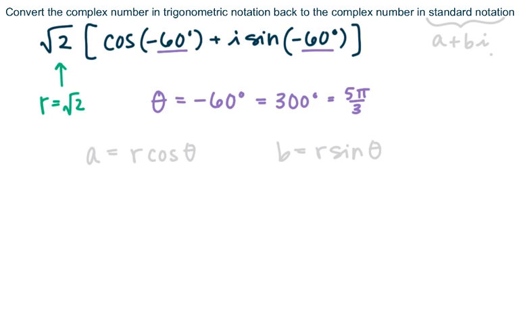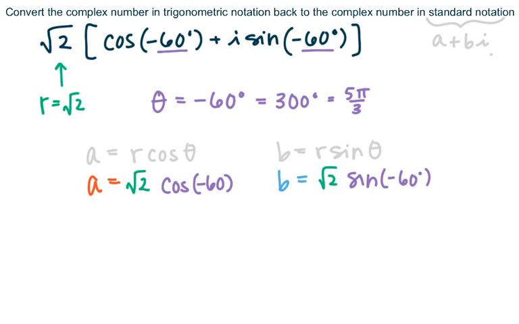That would mean then a equals the square root of 2 times the cosine of negative 60 degrees. And then my b value is going to be the square root of 2 times the sine of negative 60 degrees. So we just need to, again, use our unit circle logic to figure out what is the ordered pair at 60, and then let's reflect that, in this case, into quadrant 4, because this angle is also in quadrant 4.